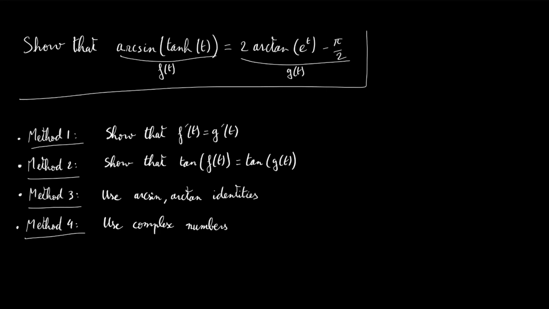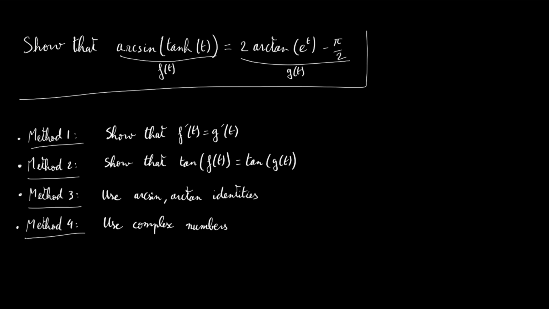In today's video, we are going to prove a very interesting equality that involves trigonometric functions, inverse trigonometric functions, and also hyperbolic functions. The equality that we are going to prove is that the arcsine of the hyperbolic tangent of t is equal to 2 times the arctangent of the exponential of t minus pi over 2.